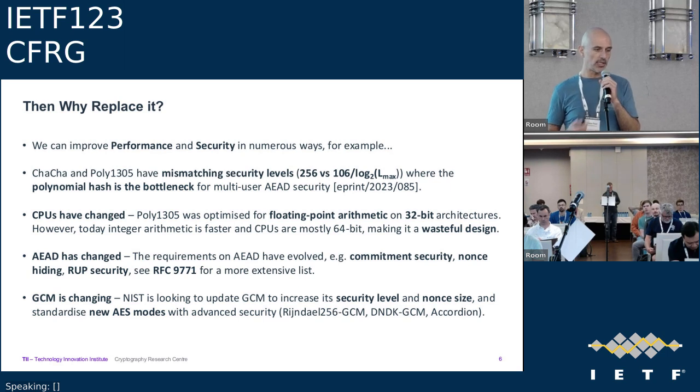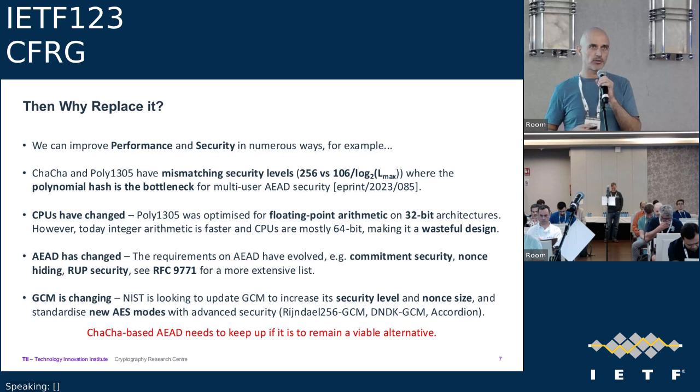Since then, AAD has also changed. We have new requirements on AAD today that have emerged recently, like commitment security, nonce hiding, and release of unverified plaintext. RFC 9771 has a more extensive list of these, which I'll get into in the next slide. And finally, GCM is also changing. NIST is looking to update GCM to increase the security level and the nonce size, and also to standardize new AES modes, which provide more advanced security properties, like accordion modes.